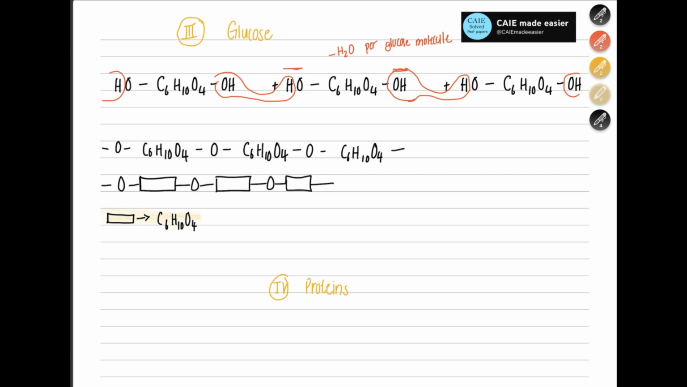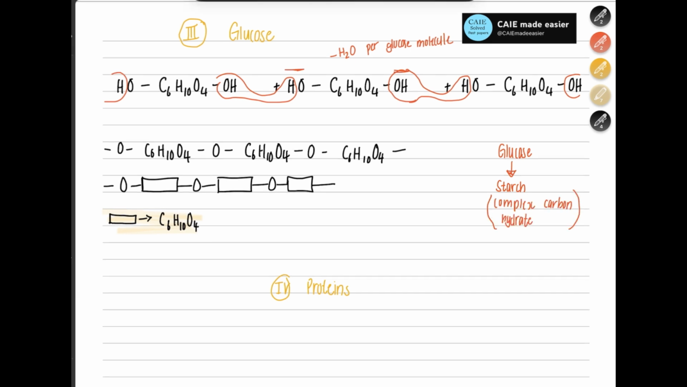So that's our key. So we can say that glucose molecules on condensation polymerization form starch. Remember, starch is a complex carbohydrate. Remember that in plants, glucose is stored as starch. It's a complex carbohydrate, it doesn't dissolve, so it's easier to store as starch. This starch is made up of so many glucose molecules.